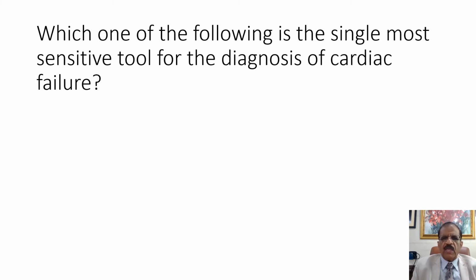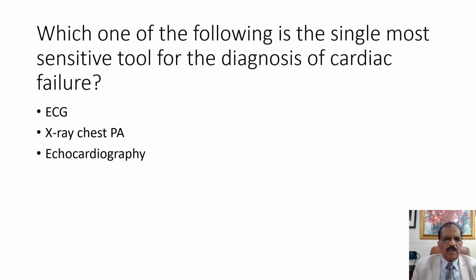Which of the following is the single most sensitive tool for the diagnosis of cardiac failure? All may be important, but one single most sensitive tool for the diagnosis of cardiac failure. ECG, X-ray chest PA view, echocardiography, NT-proBNP, and clinical examination. All are relevant, I must say, but which single tool is most helpful to make a diagnosis of cardiac failure?